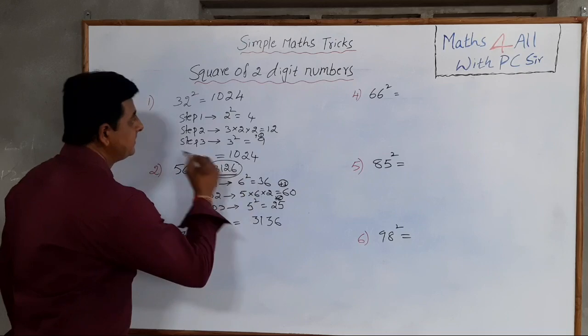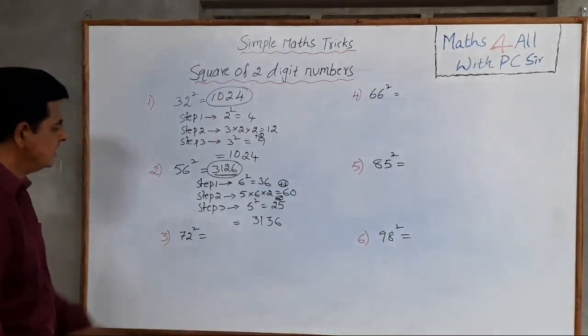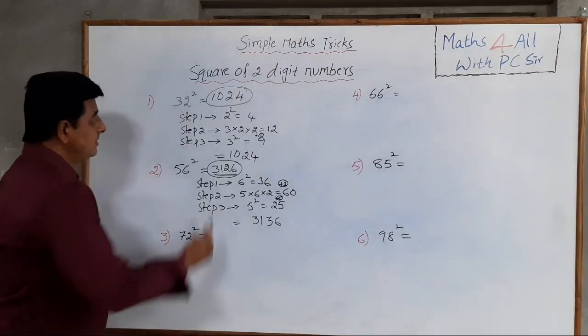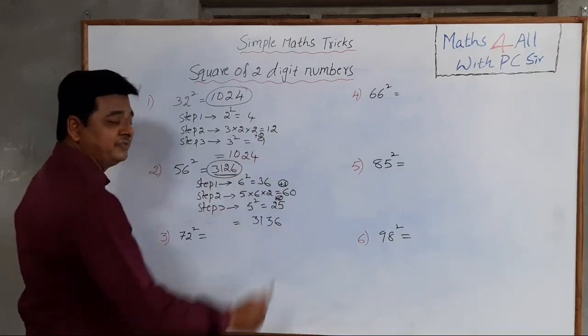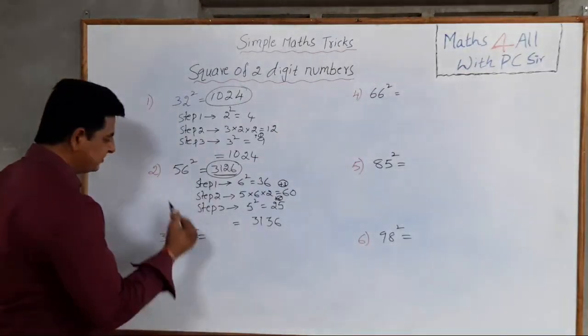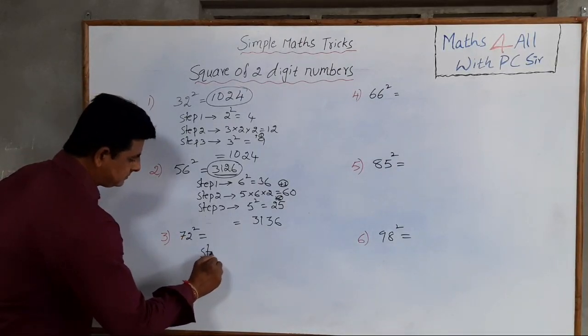3136. And the square of 32, that is 1024. Similarly, we will take one more example: 72 square. I am increasing the values number by number for better understanding. Okay children? See, 72 square. What is 72 square? Step 1.